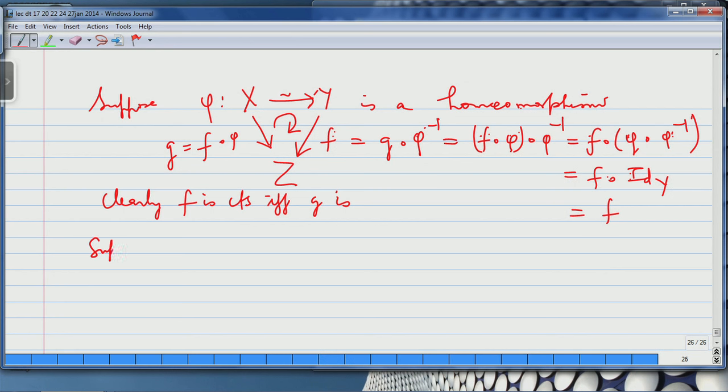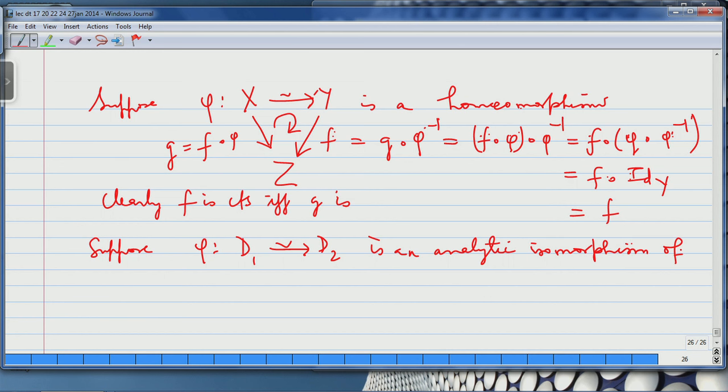And for that matter, you don't even need an isomorphism. Even if you had a morphism, this would work. Okay, so let me write that down. Suppose phi from D1 to D2 is an analytic isomorphism of domains in the complex plane. So mind you, I'm assuming D1 and D2 are non-empty, open, connected sets, they are domains, and they are isomorphic by a map phi which is an analytic or holomorphic isomorphism. What it means is that it's basically an analytic map which is 1-to-1.